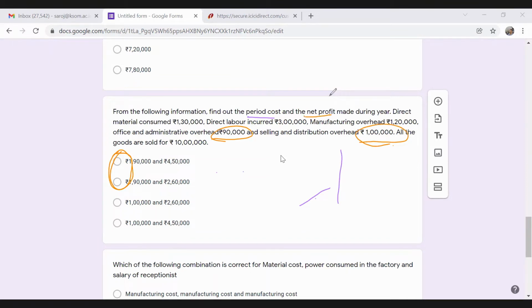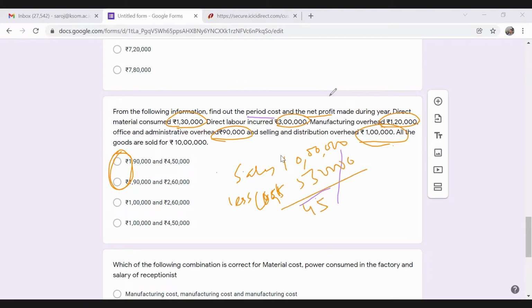Profit: for finding out the net profit, you go to the income statement. You start with sales, 10 lakh, minus cost of goods sold. How much is it? Product cost is cost of goods sold, because there is no inventory. All products manufactured are sold. 1,30,000, 3 lakh, and 1,20,000, that is 5,50,000.